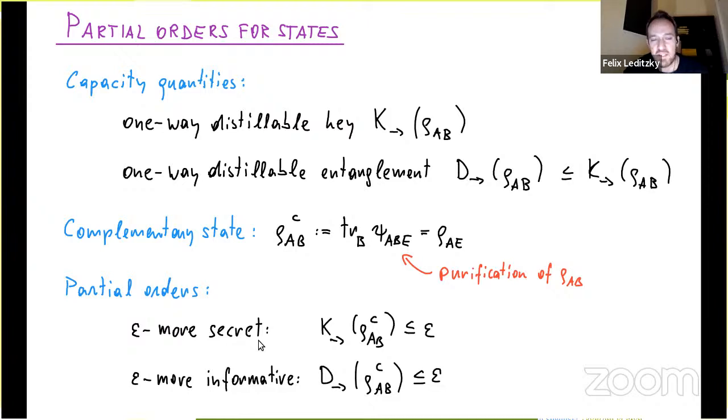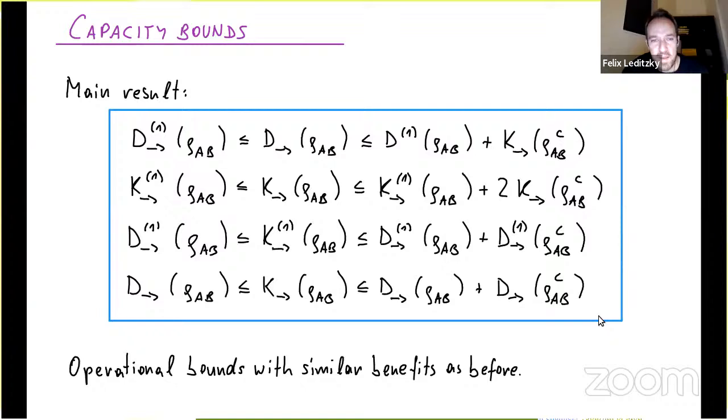And then we can again define these partial orders or approximate partial orders by limiting the one-way distillable key or entanglement of the complementary state. Okay, and so we call them epsilon more secret if we have this inequality, and epsilon more informative if we have the equality for the one-way distillable entanglement. And then we prove in the paper that we have an analog of our capacity bounds now in terms of these distillable entanglement and distillable key quantities. And they have the same form, basically.